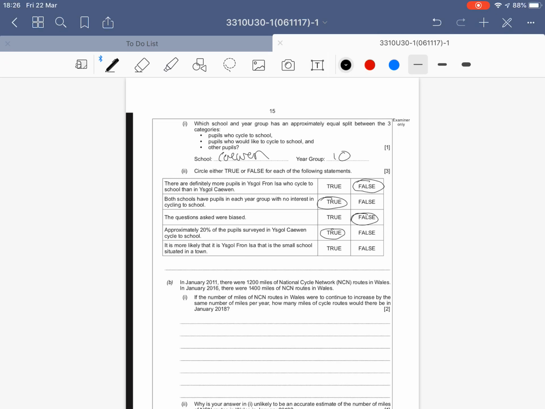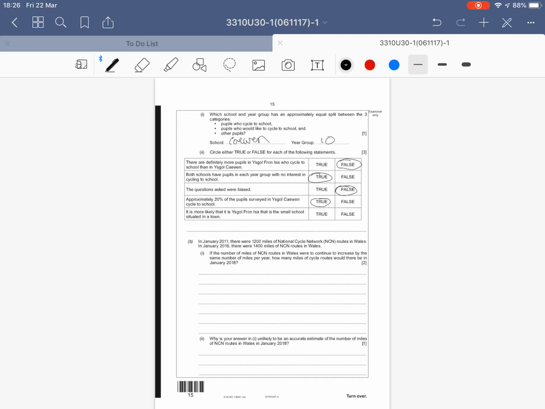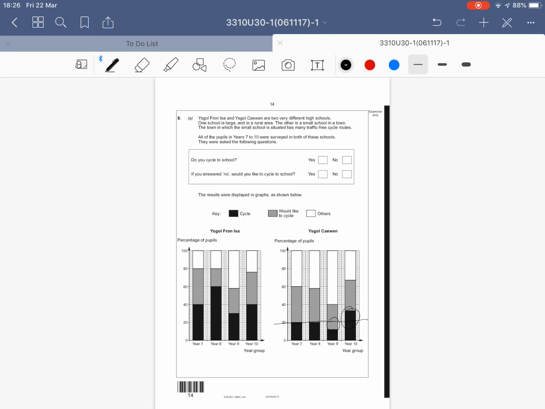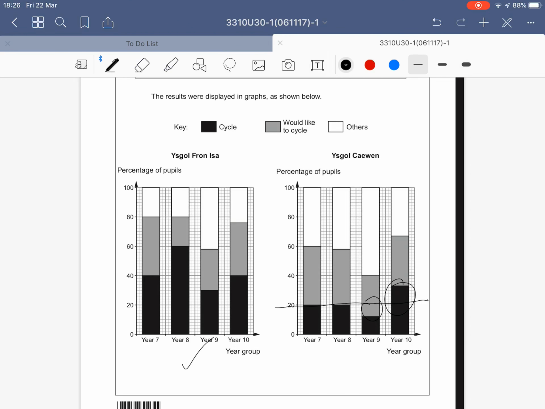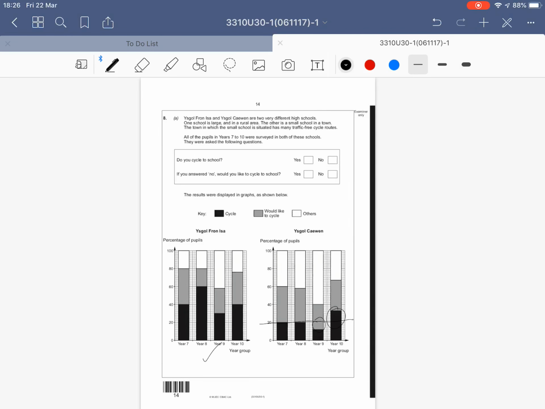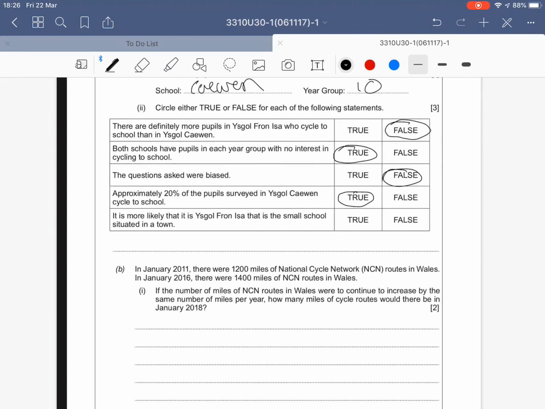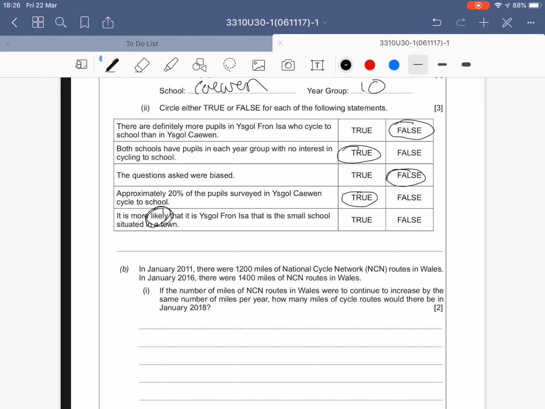Is it more likely that Ysgol Isa is the small school situated in a town? So if you were in a small school in a town, you would probably cycle to school a bit more. So you would have more black. So they do have more black in the school. So yeah, I'd probably say they were the smaller school. Not 100% certain, but they only say is it likely. So yeah, I'd say that's likely that they are the small school situated in a town.